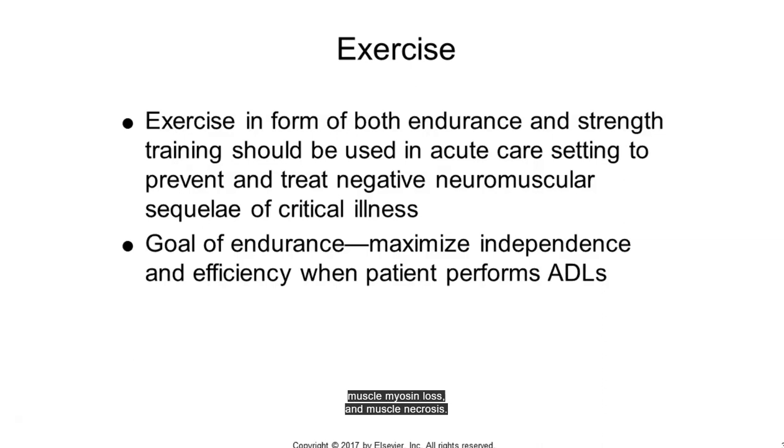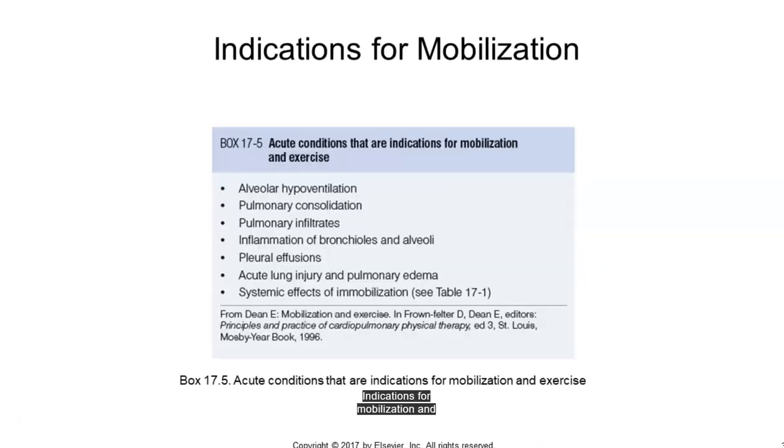Indications for mobilization and exercise are alveolar hypoventilation, pulmonary consolidation, pulmonary infiltrates, alveolar or bronchial inflammation, pleural effusions, acute lung injury, and pulmonary edema, and systemic effects of immobilization such as orthostatic hypotension, increased thrombosis risk, increased decubitus ulcer risk, emotional and behavioral disturbances, and hypercalcemia and osteoporosis.